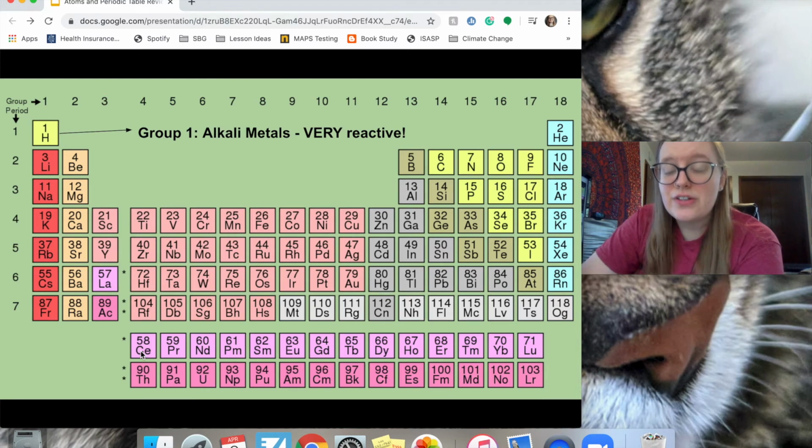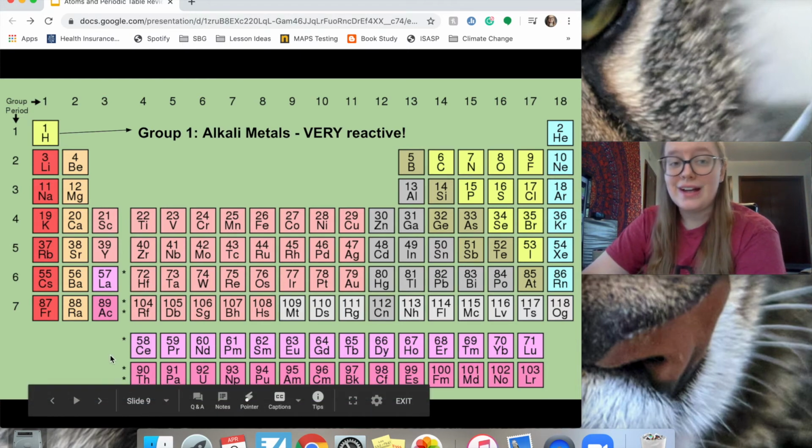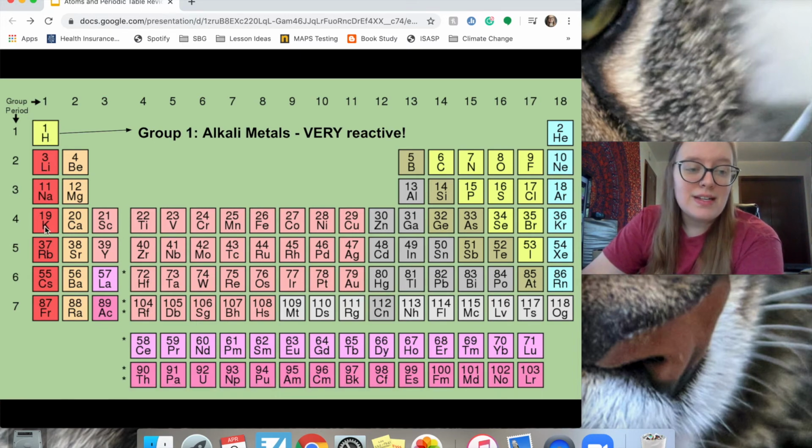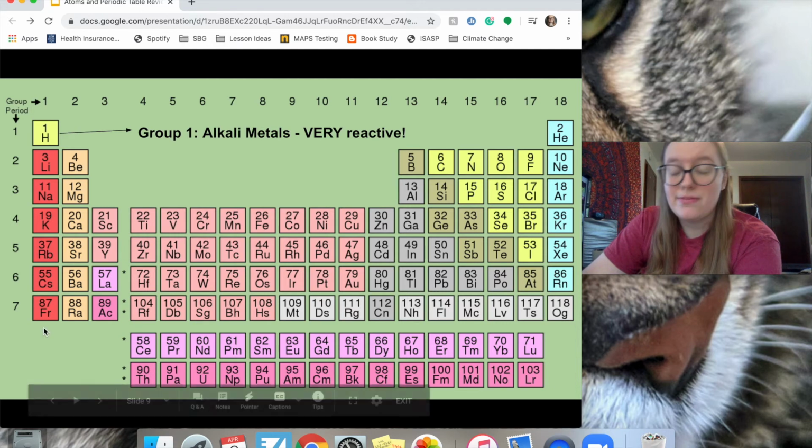So our first group that we have is our alkali metals. These are very reactive. So these would be hydrogen, lithium, sodium, potassium, rubidium, cesium, and francium.